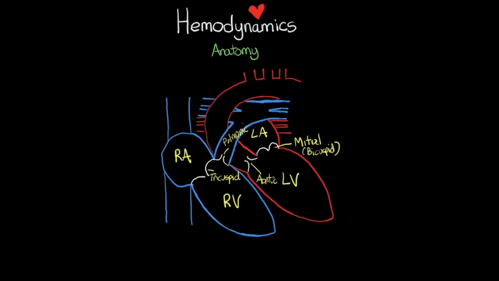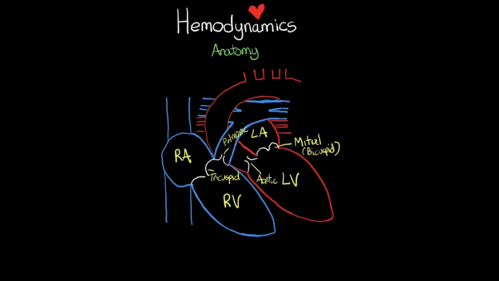So again, if we think about the path the blood is going through, we're going to go from the right atrium through the tricuspid valve into the right ventricle, from the right ventricle through the pulmonic valve. It's going to pass along, end up in the left atrium, at which point we're going to pass through the mitral valve into the left ventricle, and finally out the aortic valve.